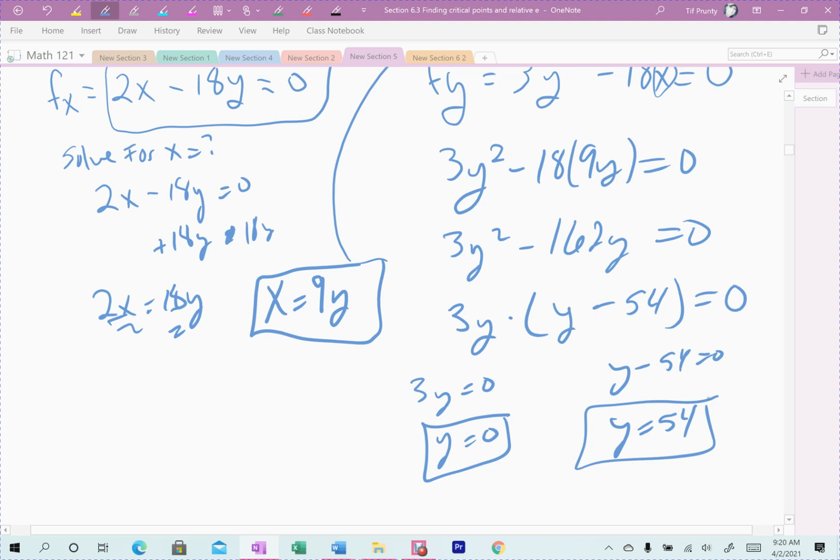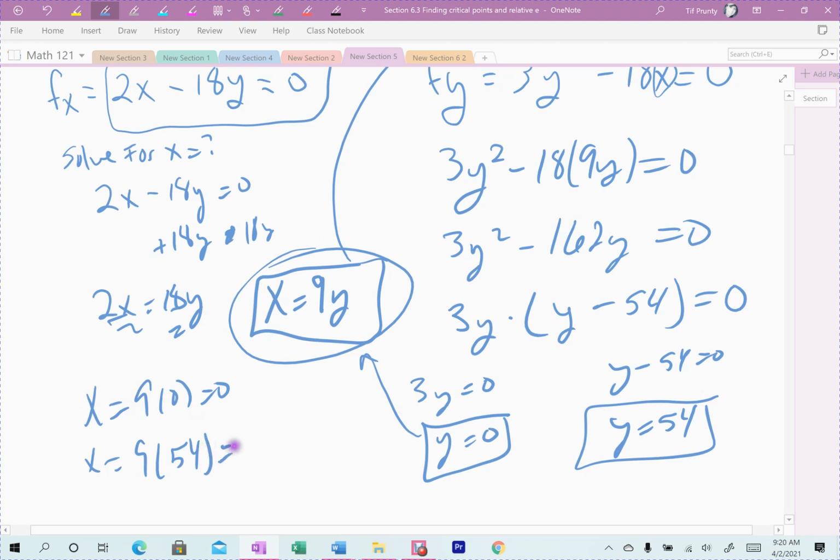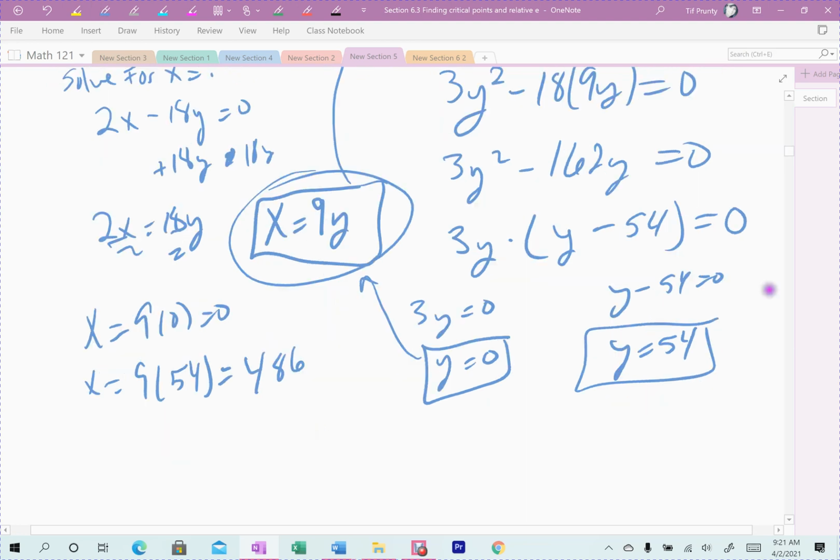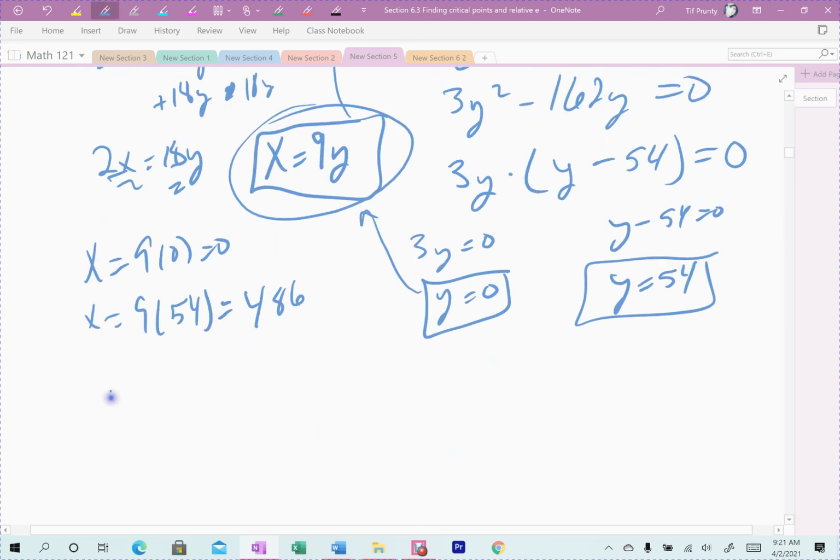So there's two critical points. There's a critical point at y equals 0, and there's a critical point at y equals 54. Well, now I have to find the x value. You find the x value by plugging those back into this equation. If I plug 0 in, I get 0 out. If I plug 54 in, I get 9 times 54, which is 486. And so I have 2 critical points.